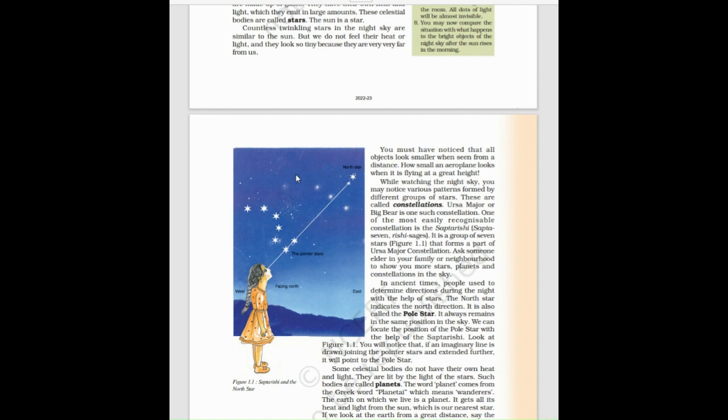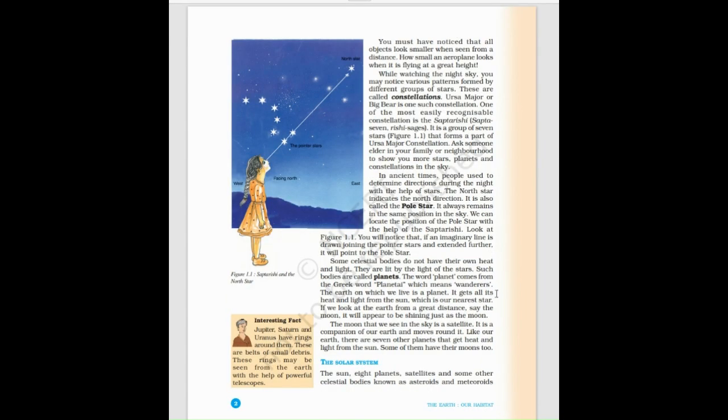So in ancient times, when people did not have any instrument to find out the direction, they used to take help from the pole star. The pole star is also known as the North Star because it indicates the north direction.